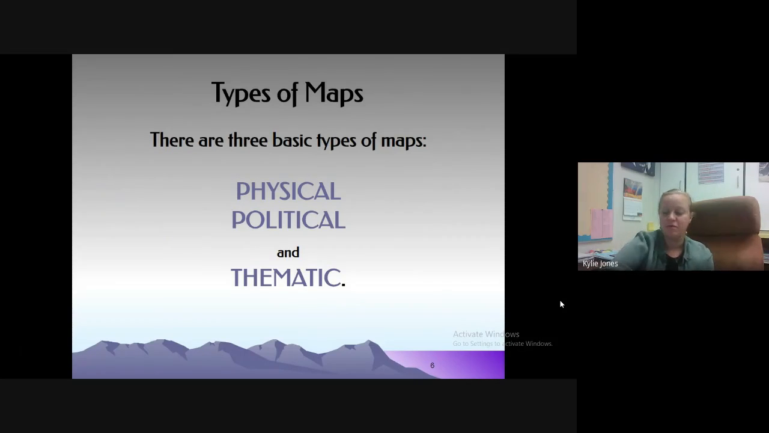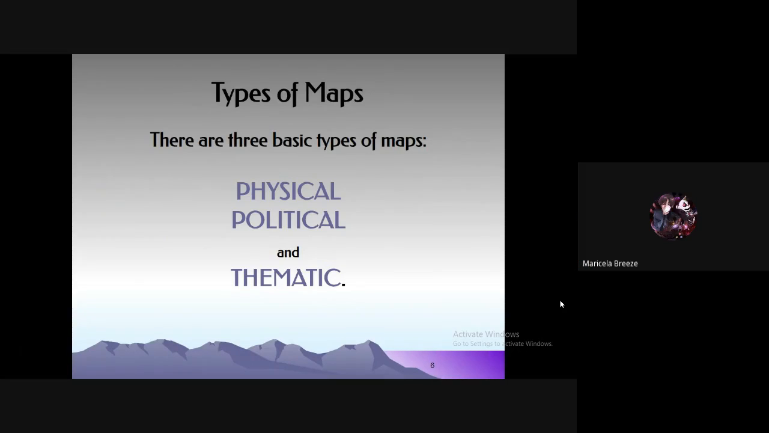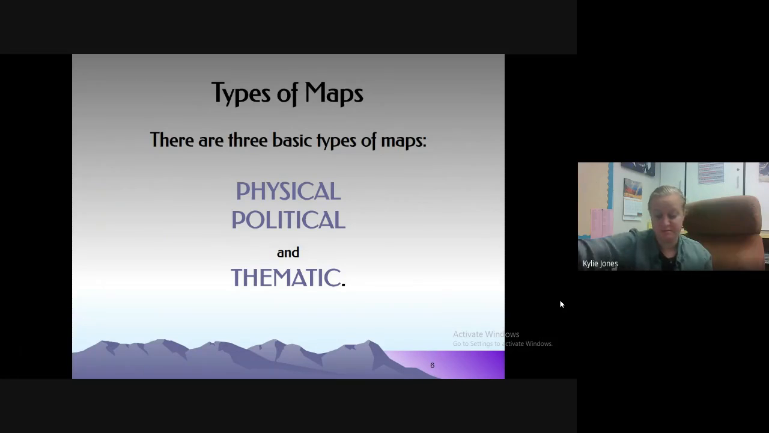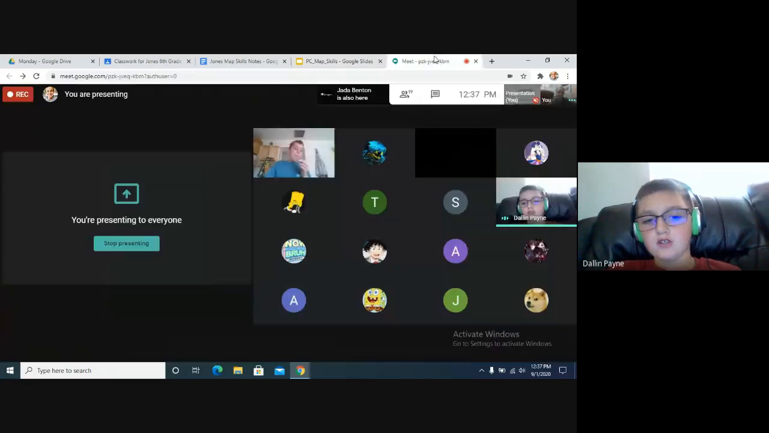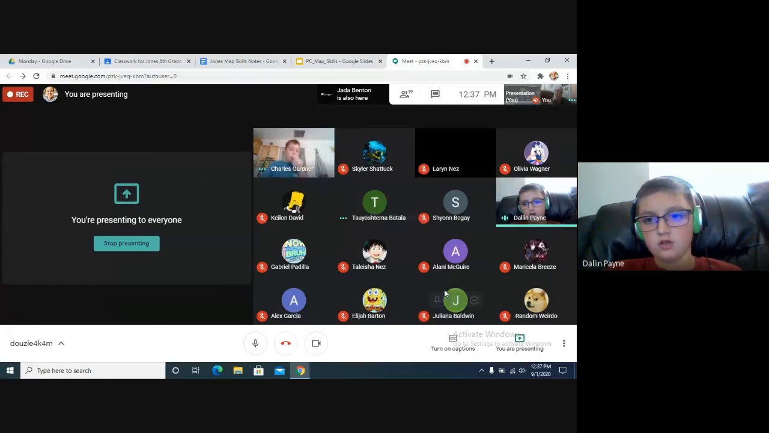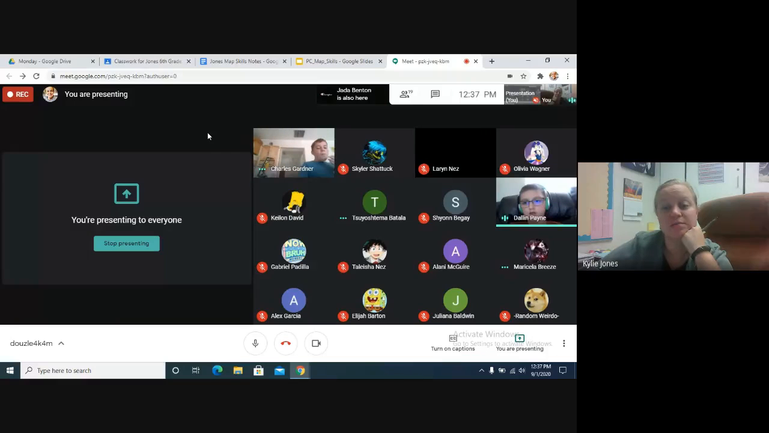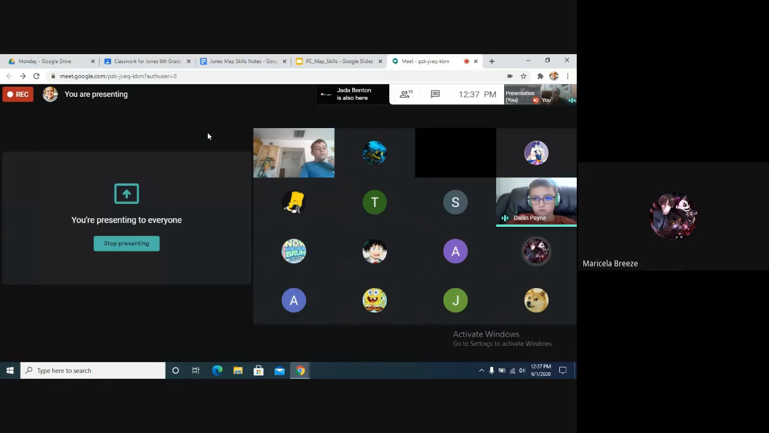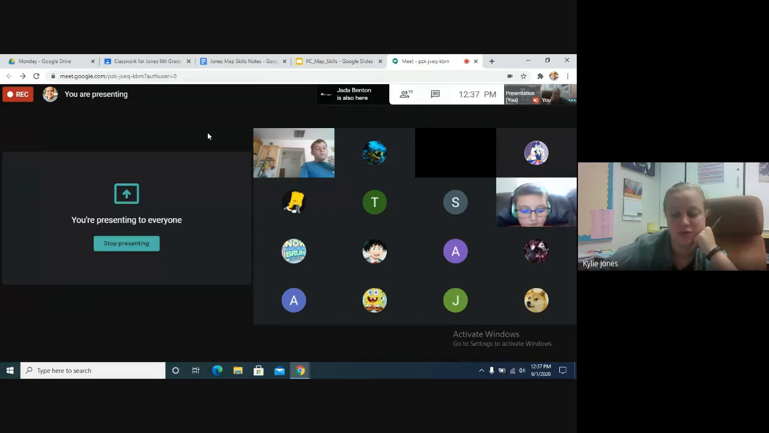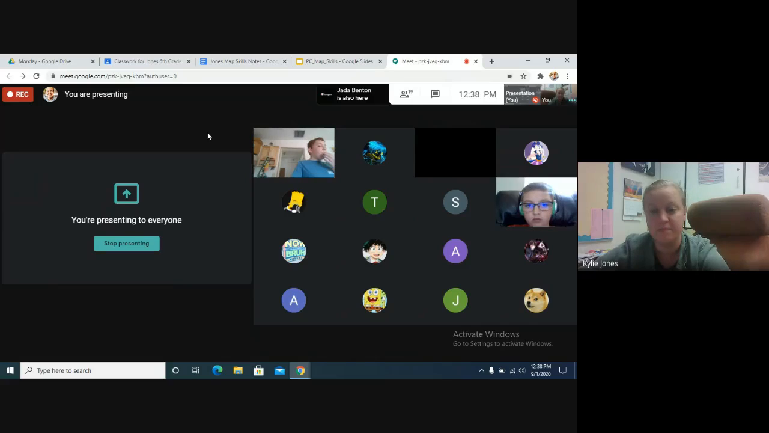Before we go on, who wants to remind me what a physical map tells you? I do. Go ahead. It shows the outlines of the continents, but not the countries. Good. So it does not have borders or anything. It shows you the landscape, right? Nothing is man-made on there, right?